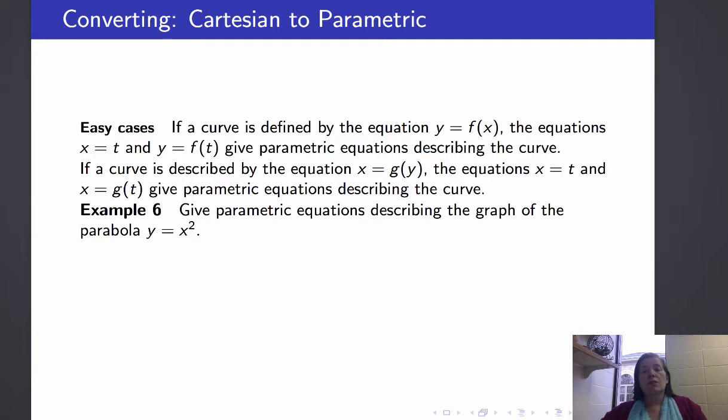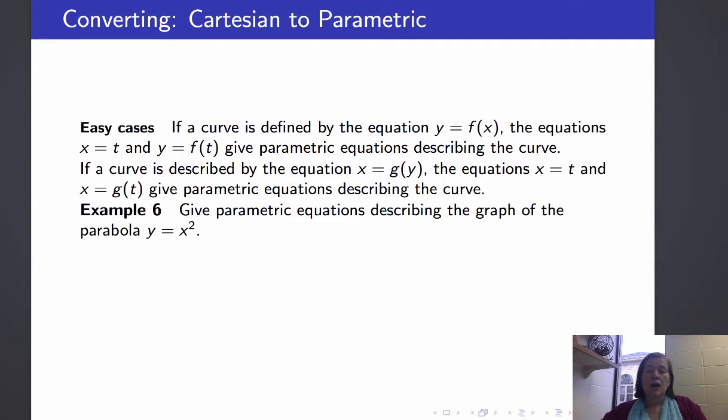So if the curve we're looking at is defined by an equation y equals f of x, then it's pretty easy to find a parameterization. You let x equals t and y equals f of t, and this gives you parametric equations describing your curve. If the curve is of the form x equals g of y, then you can let y equals t and x equals g of t to get a parameterization of your curve.